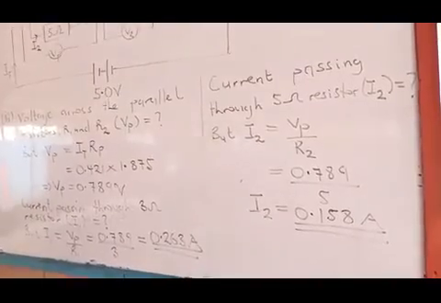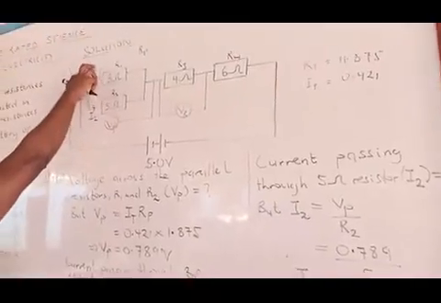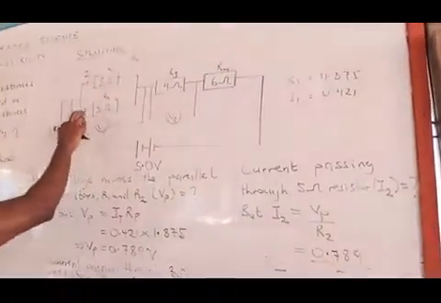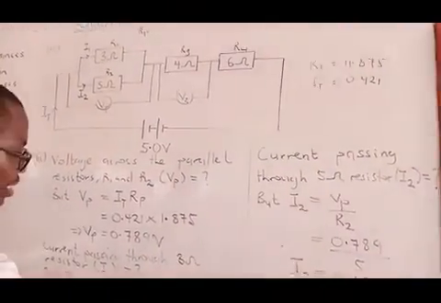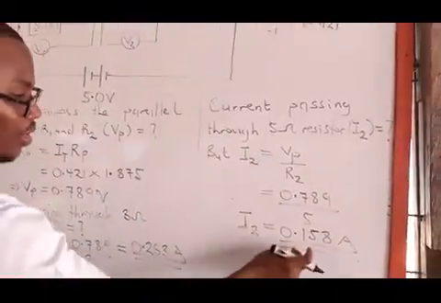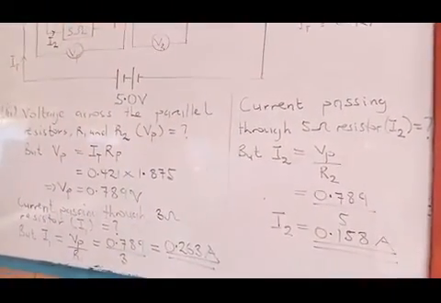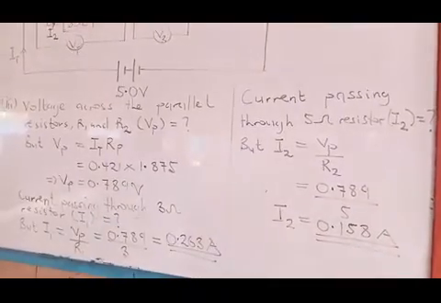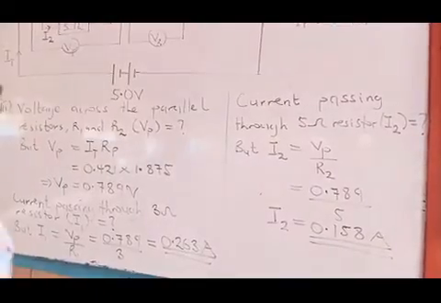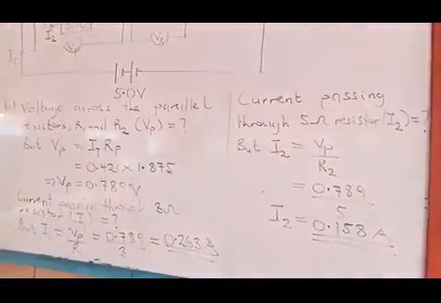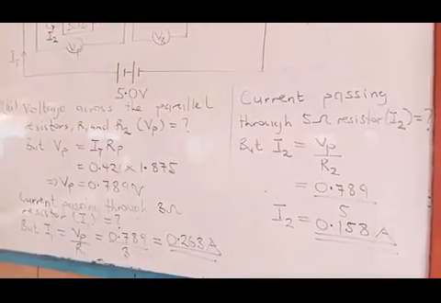So this is I1, I2. As I said, it is your IT we get here, and it divides to give I1, I2. It means that if you add these two, your I1 plus I2 should be equal to IT. So if you add the 0.263 to the 0.158, that should give you the total current, which we calculated to be 0.421. So that is for B, I.